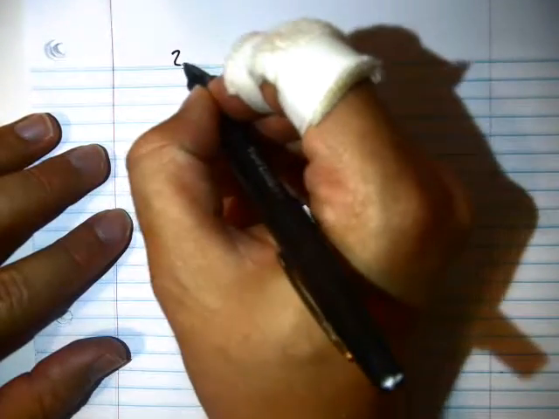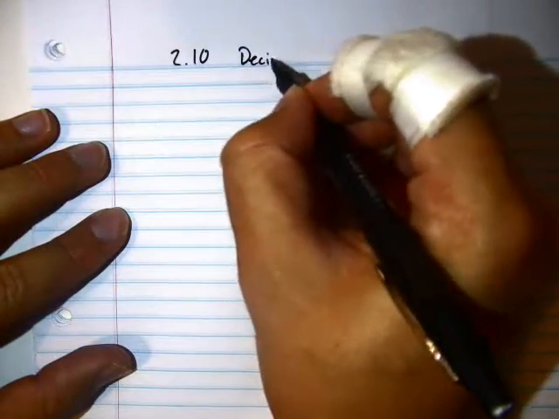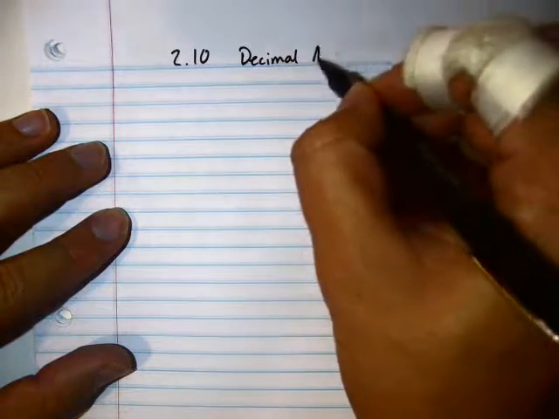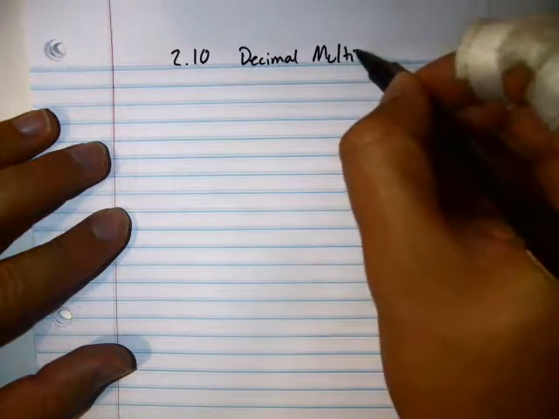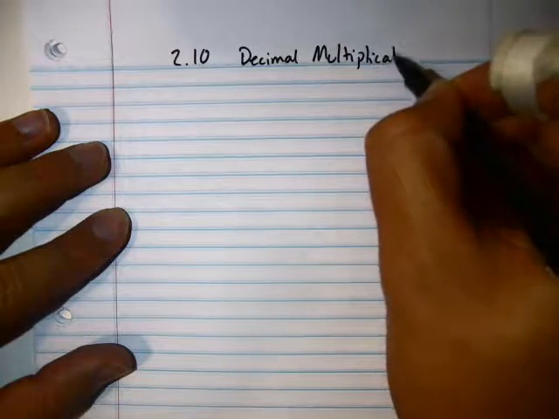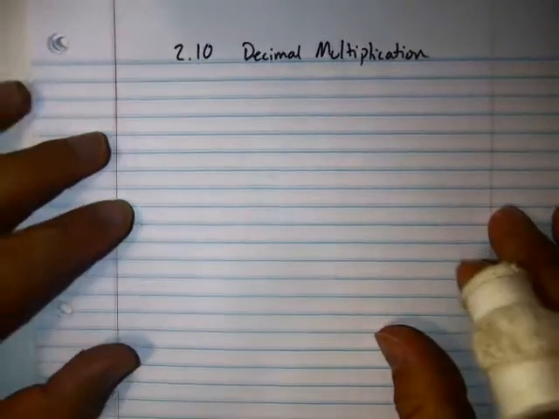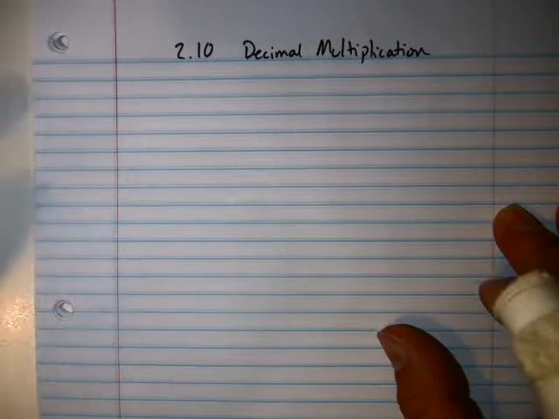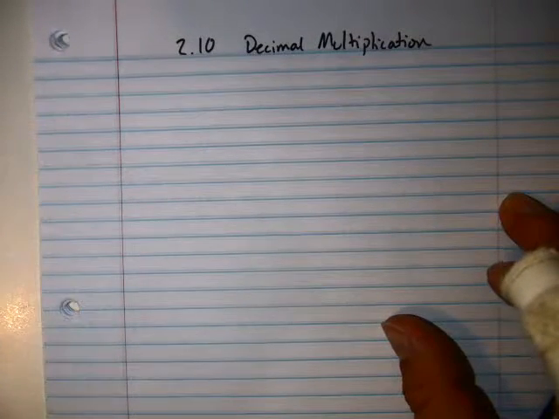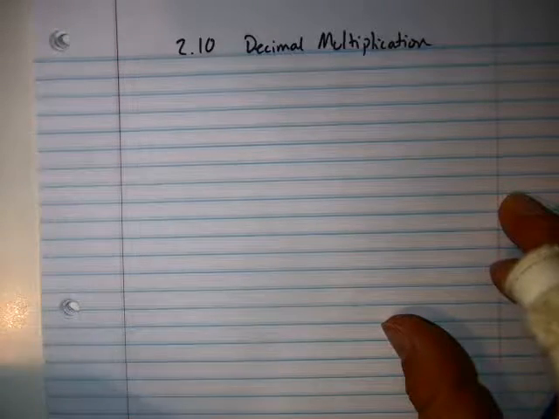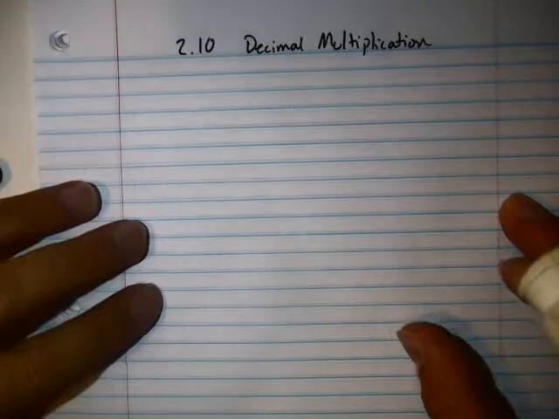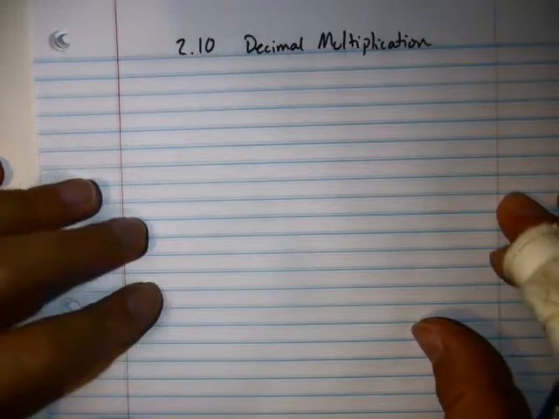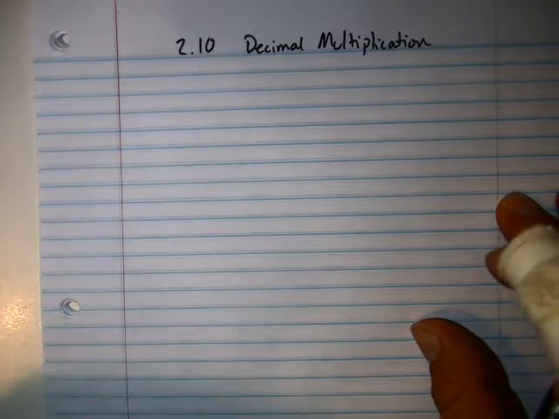Alright, let's do our second one today. We're going to be doing 2.10, and we're going to be looking at decimal multiplication. Now, multiplication pretty much stays the same no matter what you're doing, but we just have to remember there's this particular rule for multiplying decimals, and it's going to be kind of important when we're doing our decimal multiplication.